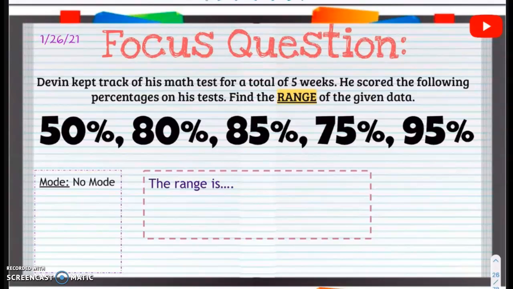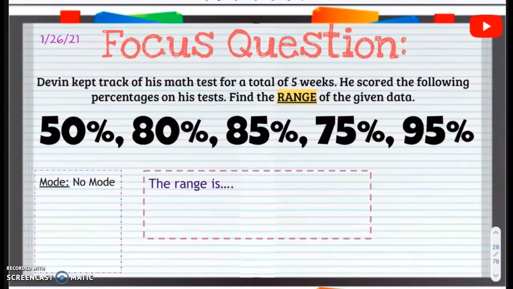January 26th, 2021 focus question. All right, so we still have our same scenario. Devin kept track of his math tests for a total of 5 weeks. He scored the following percentages on his tests. Find the range of the given data.